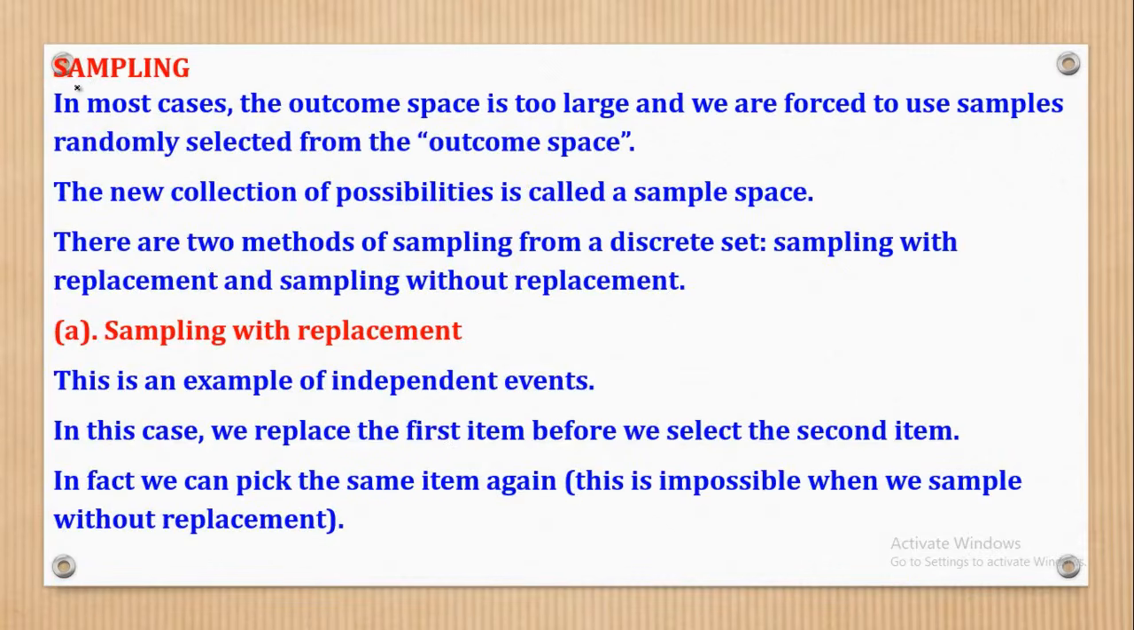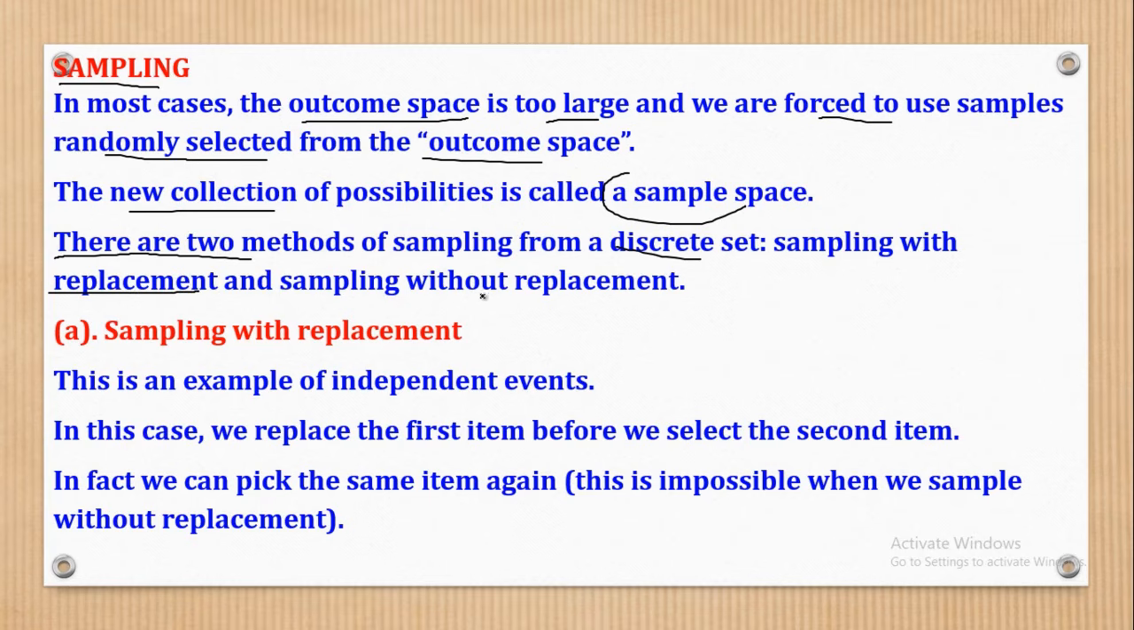So now we shall go to what we call sampling. In most cases, the outcome space is too large, and we are forced to use some samples randomly selected from the outcome space. The new collection of possibilities is what we call the sample space. There are two methods of sampling from a discrete set, that is, sampling with replacement and sampling without replacement. So let's start with sampling with replacement.